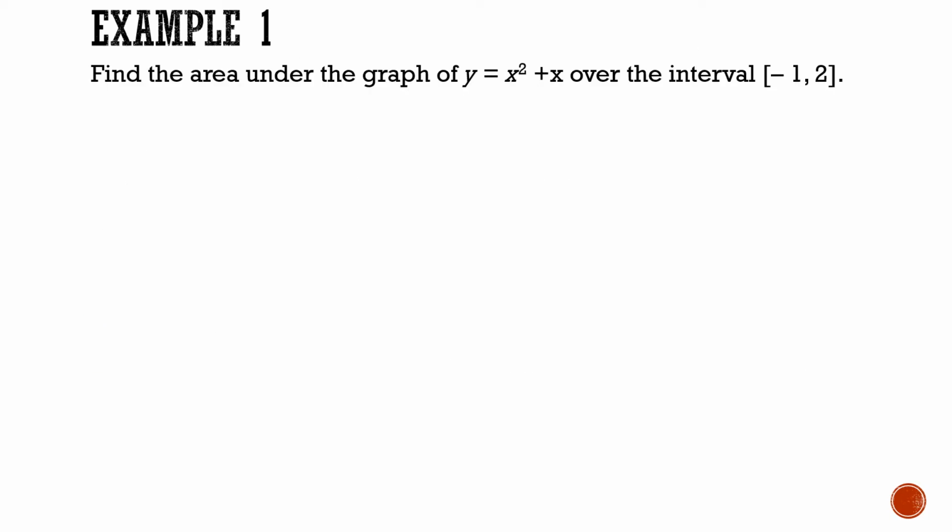Our first example is to find the area under the graph of y equals x squared plus x over an interval of -1 to 2. To start, I'm just going to integrate it like normal. So I have the integral from -1 to 2 of x squared plus x dx. The integral of x squared is x cubed over 3, and the integral of x is x squared over 2. I'm evaluating that, so I put a straight up and down line, going from -1 to 2. Notice that I'm always reading from bottom to top when I read that.